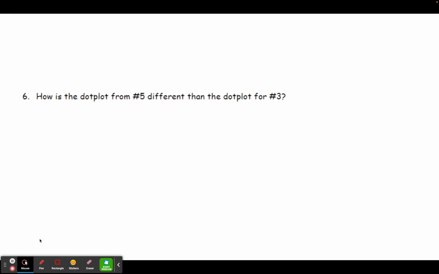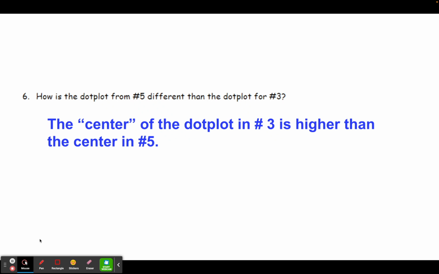So how is the dot plot in number 5 different from the one in number 3? The center of the dot plot in number 3 is higher than the center of the dot plot in number 5. So we had an overestimate.